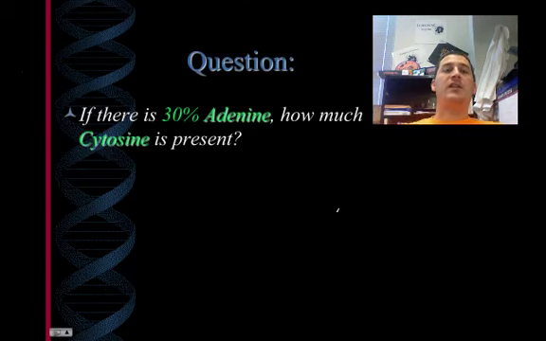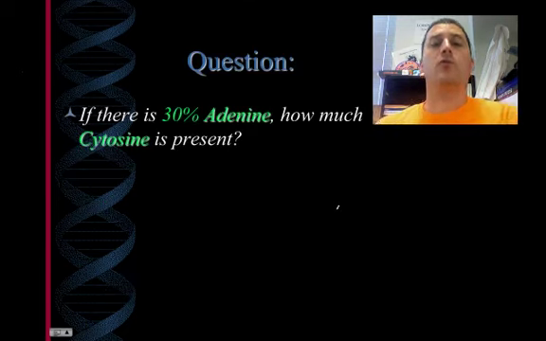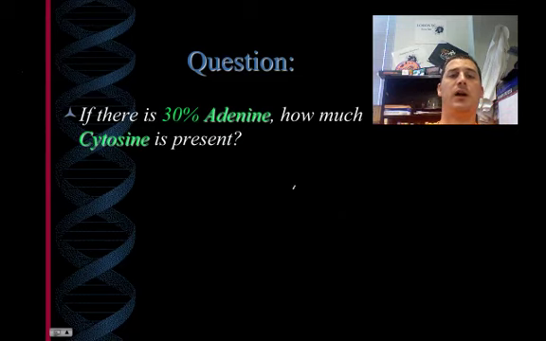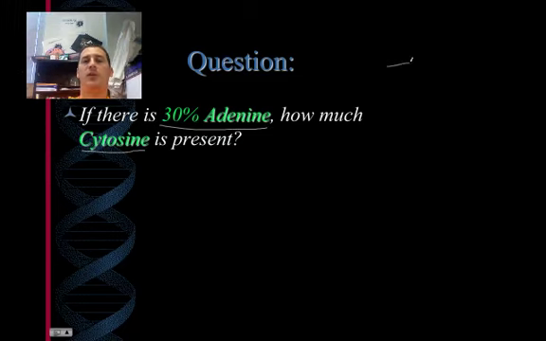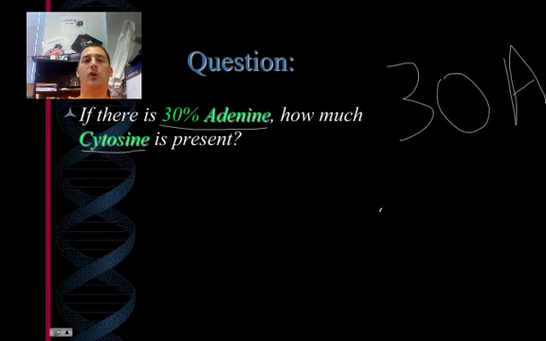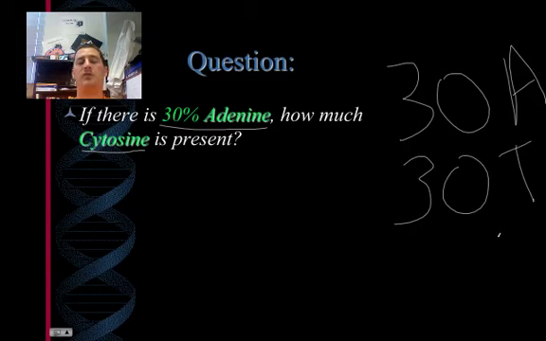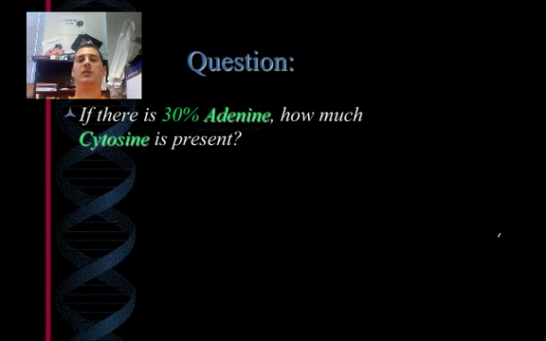So when we have questions like this, as long as we know how Chargaff's Rule works, it should be pretty easy to apply. If there's a question where we have 30% adenine and we want to know how much cytosine we have, this should be pretty easily accomplished. If we know that we have 30% A, we're also going to have 30% T. So that's going to leave us with 60% A and T combination, each representing 30%.